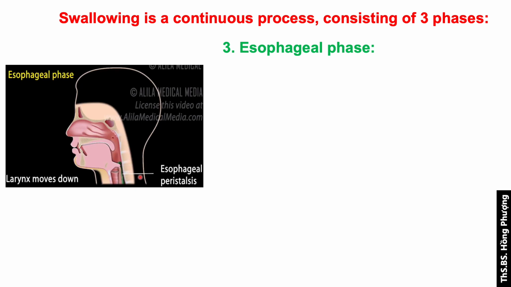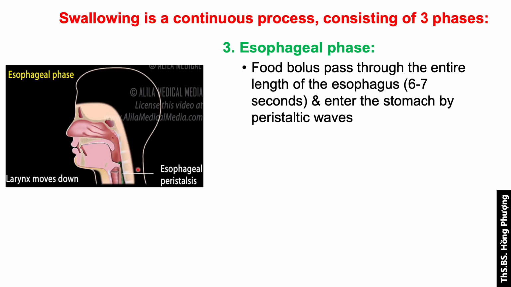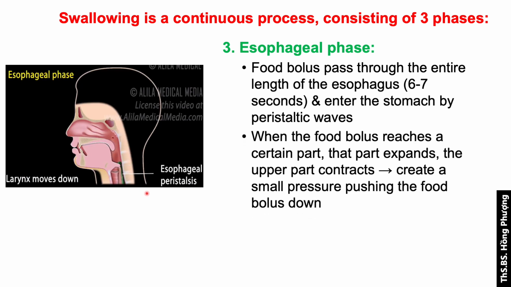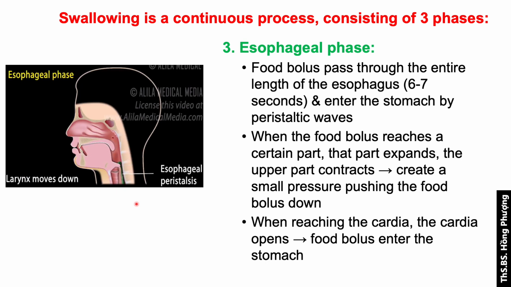In the esophageal phase, the food bolus passes through the entire length of the esophagus. It takes about 6 to 7 seconds for this phase, and the bolus enters the stomach by peristaltic movement. When the food bolus reaches a certain part, that part expands. The upper part contracts so that it creates a small pressure pushing the food bolus down. When the food reaches the cardia, it opens and then the food bolus enters the stomach.